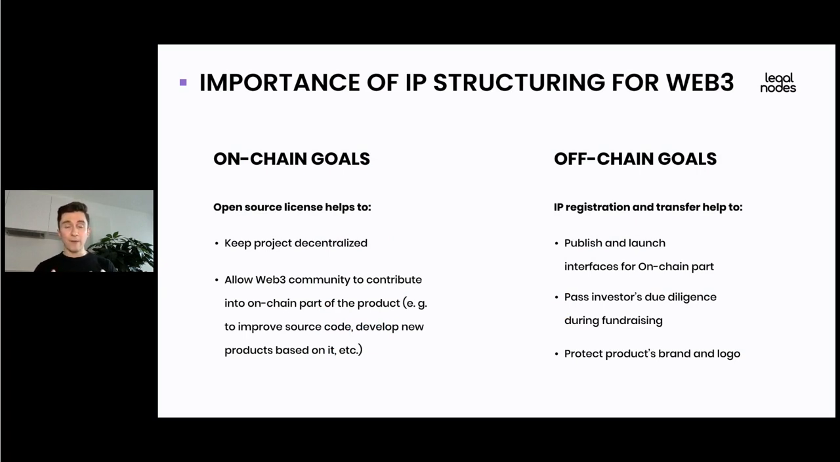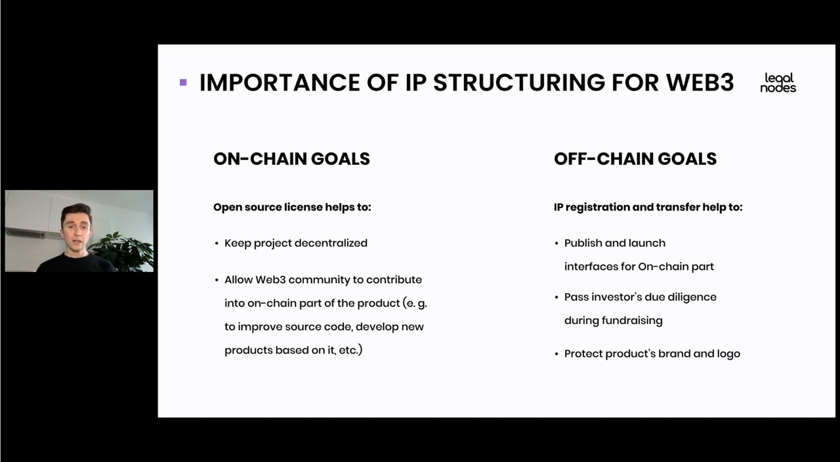At the end of our webinar, I would like to sum up the end goals of IP structuring for each part of Web3 projects, the on-chain part and the off-chain part. So, as mentioned previously, the main goal of IP structuring of the on-chain part is to ensure that the on-chain part will be a decentralized and autonomous part of the project. That's why it's not acceptable for most Web3 teams to own the IP of the on-chain part in a centralized way. That's why open source is one of the ways they can decentralize the ownership of this on-chain part of their project and make it an ownership of the community rather than their own centralized company.